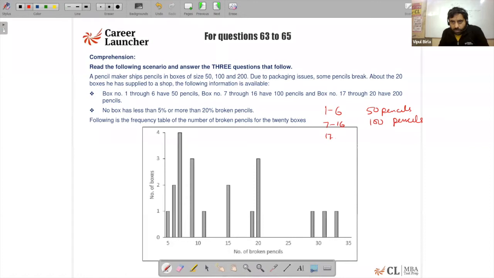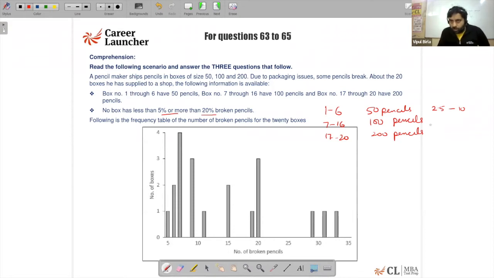While from 17 to 20, each box has 200 pencils. Some pencils are broken, and they've mentioned that no box has less than 5% or more than 20% broken pencils. So basically 5% of 50 is going to be 2.5 and 20% will be 10. So the number of broken pencils with a total of 50 pencils will range from 2.5 to 10.